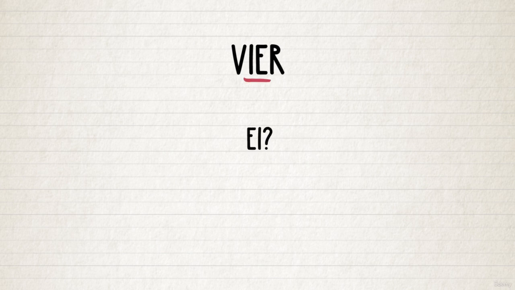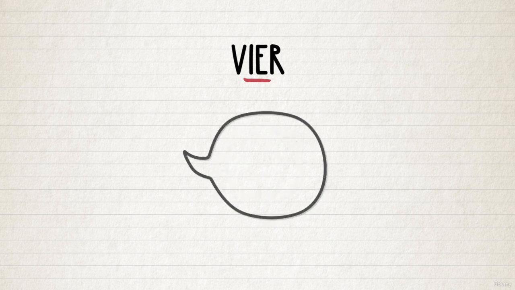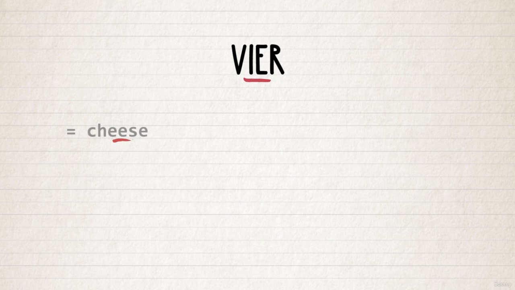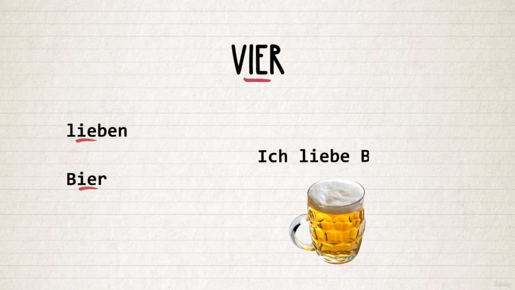Remember the I? Watch out, because this is really similar but completely different. I-E. I-E will be pronounced like a long, slow E, like for example in cheese. Another German diphthong. A few more examples for this sound would be lieben, to love, or Bier, beer. Ich liebe Bier.